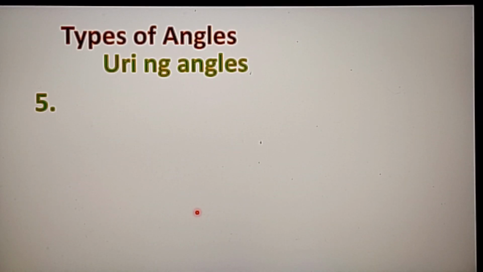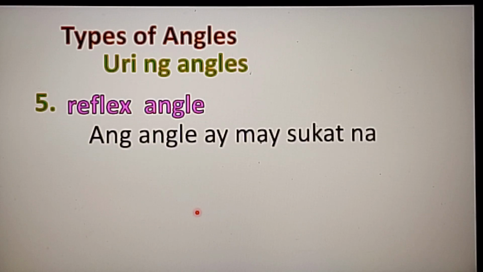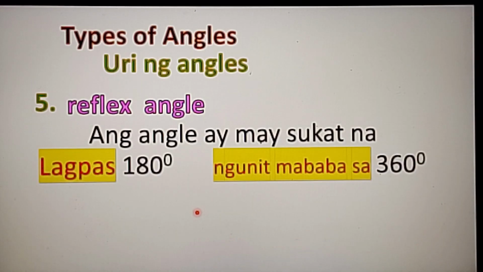Panglimang uri ng angles ay reflex angle. Ang reflex angle ay may sukat na lagpas 180 degrees ngunit mababa sa 360 degrees. Reflex angle is an angle whose measure is greater than 180 degrees but less than 360 degrees.